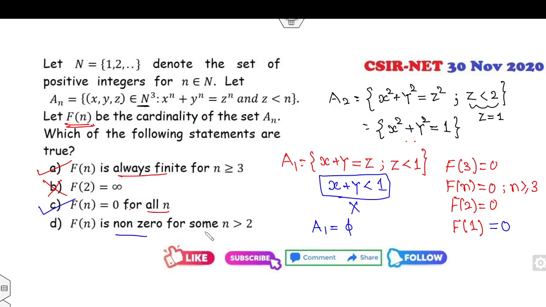F(n) is non-zero for some n greater than 2. But we already proved that F(n) is always 0. That means this option is also cancelled. The right options are A and C, they are my correct answers.